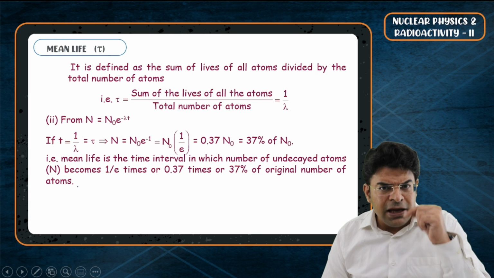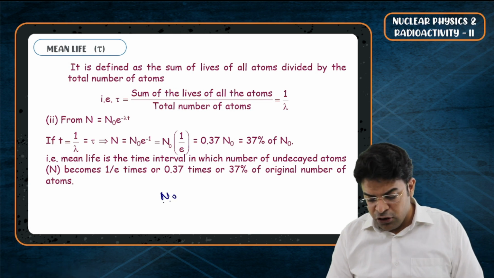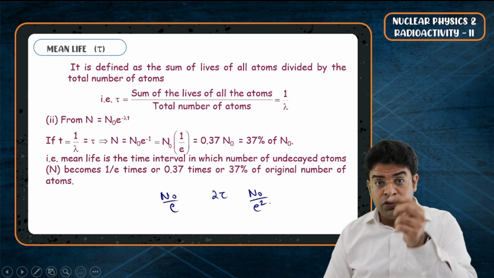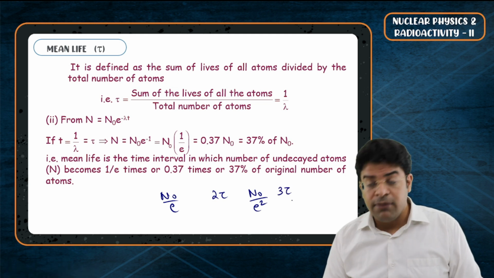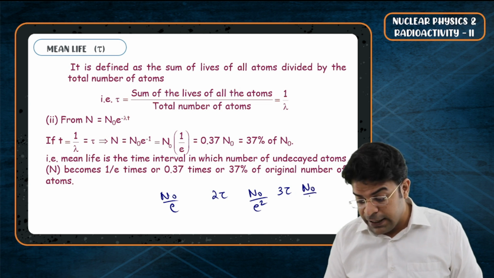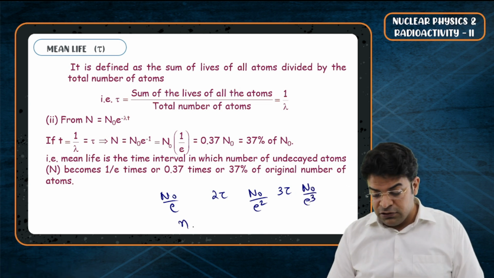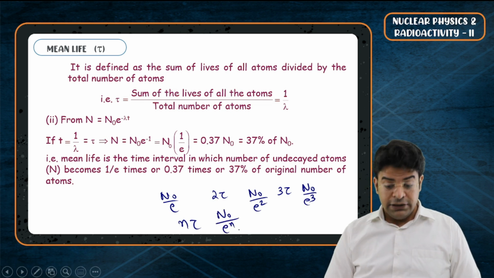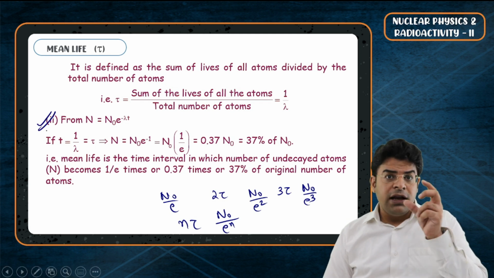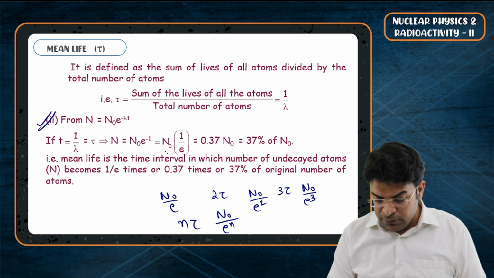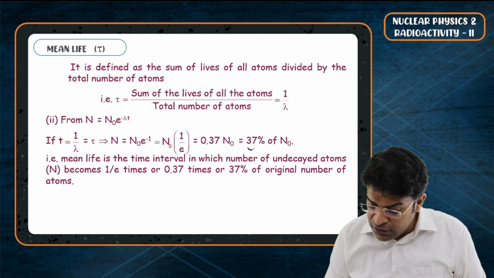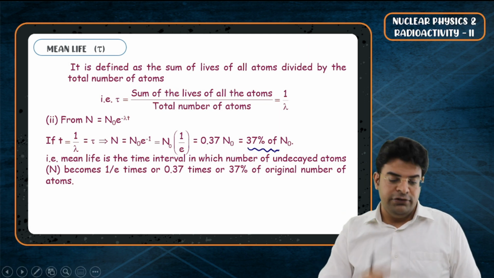If after 1 mean life the number of active nuclei you have is N naught by e, then after 2 mean lives the number of active nuclei you will have is N naught upon e square, 1 by e times of N naught by e. After 3 mean lives the number of active nuclei you will have is N naught by e cube. After n mean lives the number of active nuclei you will have is N naught upon e raised to the power of n. Keep this in mind. So after every mean life the number of active nuclei becomes 1 by e times, that is same as 0.37 N naught, that is same as only 37% of the initial survives.